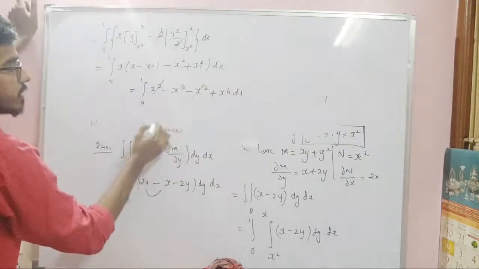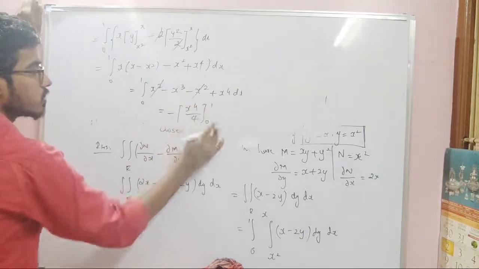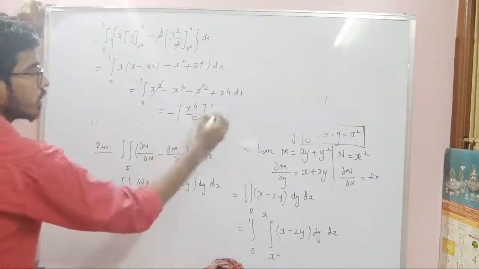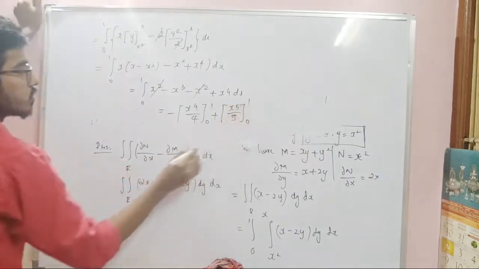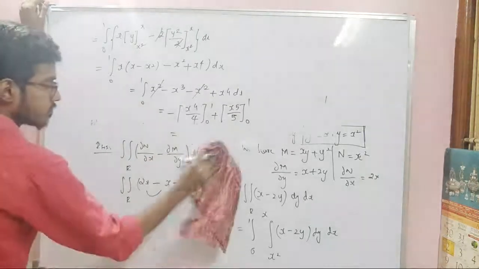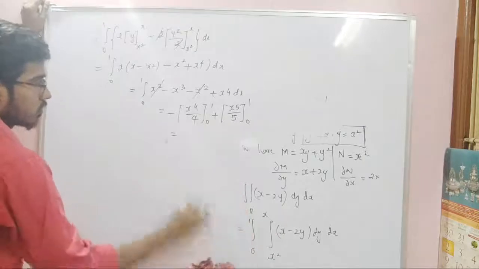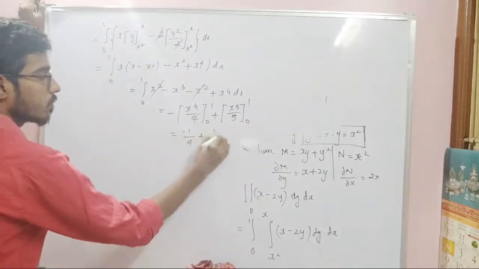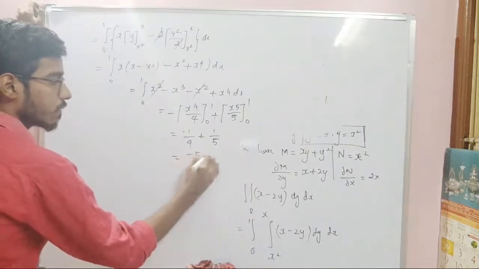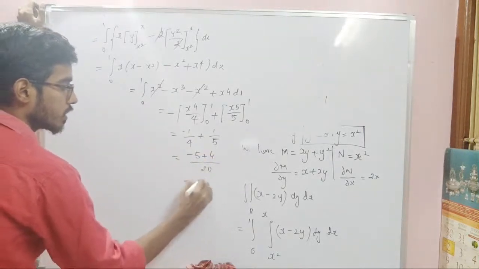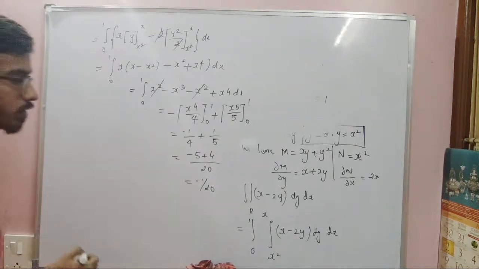You can see this 2 will get cancelled. So when you integrate this, we will have minus x power 4 by 4 from 0 to 1, plus x power 5 by 5 from 0 to 1. So this is nothing but minus 1 by 4 plus 1 by 5, right? Under LCM we have minus 5 plus 4 by 20, nothing but minus 1 by 20. So therefore minus 1 by 20 is our RHS.